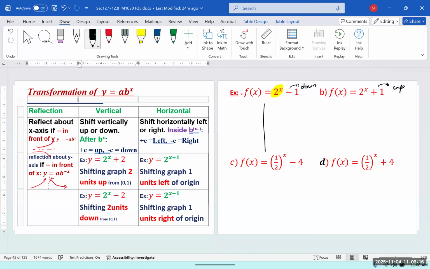So you take the original graph, which goes through y value 1. This is without any transformation, 2 to the x. Now you're taking this y value, the y-intercept, and you are shifting 1 unit down. And you're drawing the same graph again. So this is 2 to the x minus 1. See, without transformation, it cannot go below the x-axis, but with transformation, you can be anywhere.